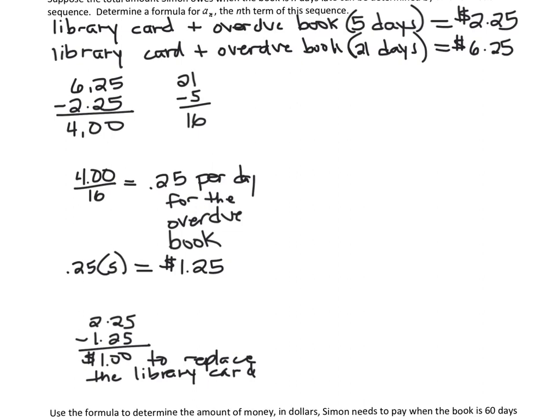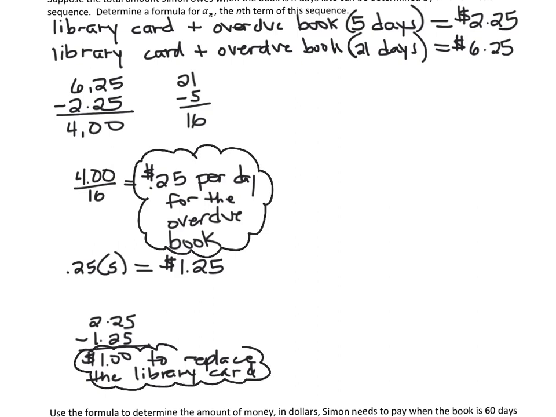Okay, so let me just kind of go over that again. All right, so basically, this is money, let me just put the dollar sign there. So basically it was 25 cents per day for the overdue book. So every day that book is overdue, they're charging 25 cents per day. And then in addition, they charged $1 to replace the library card that he lost.